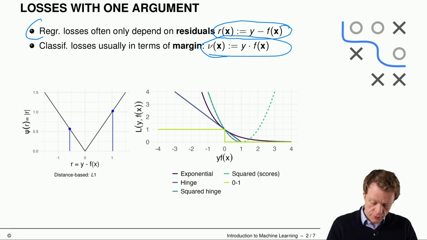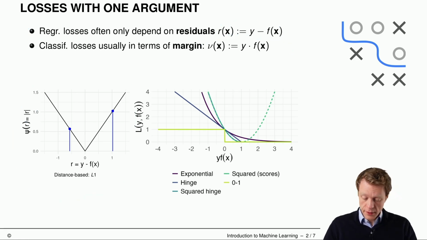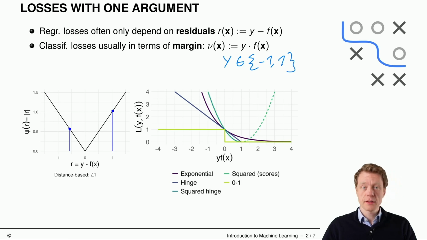Let's have a closer look at that. If we speak about margin, then we should use the convention that the target is encoded with -1 and +1. So not 0 and 1, but -1 and +1, which means that if the margin is positive, then the model is on the correct side, right? So if the model predicts some positive score here and the true target is also positive, that's good. If both are negative, that's also good, because then we are classifying the negative class correctly. But if the signs are different, that's bad.